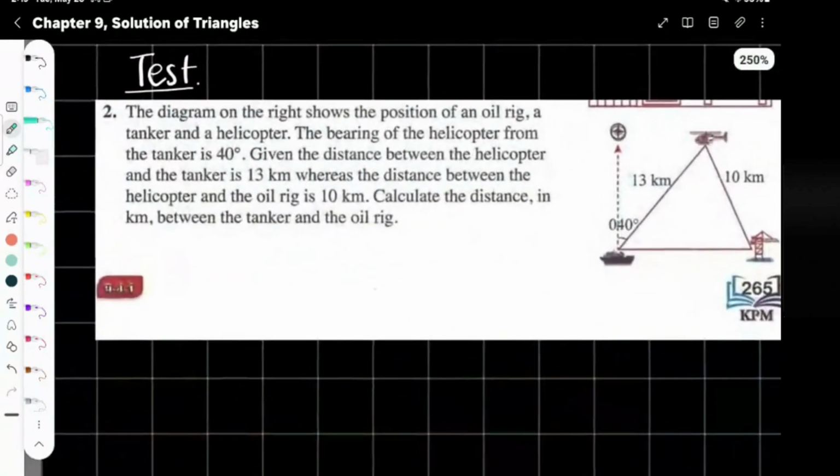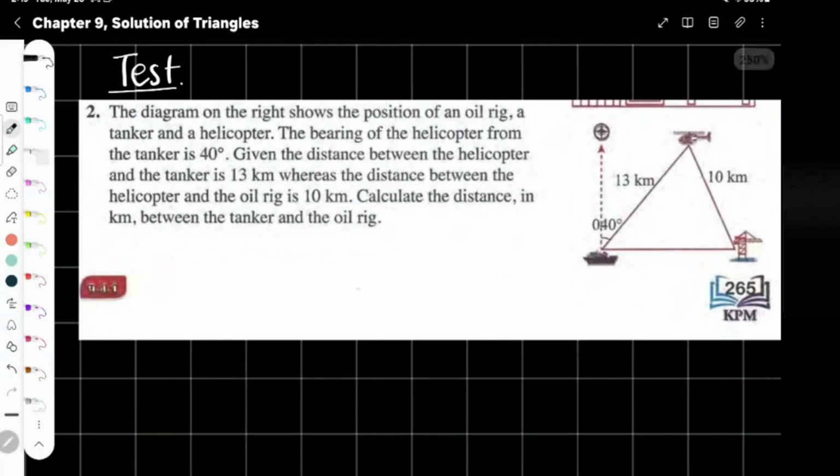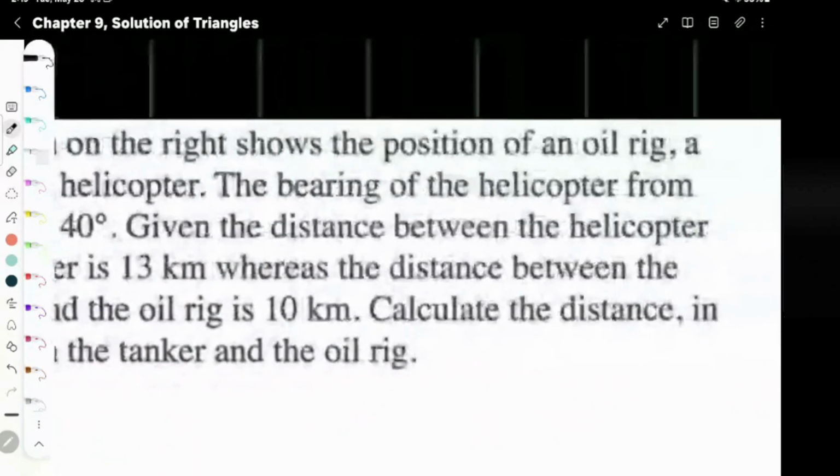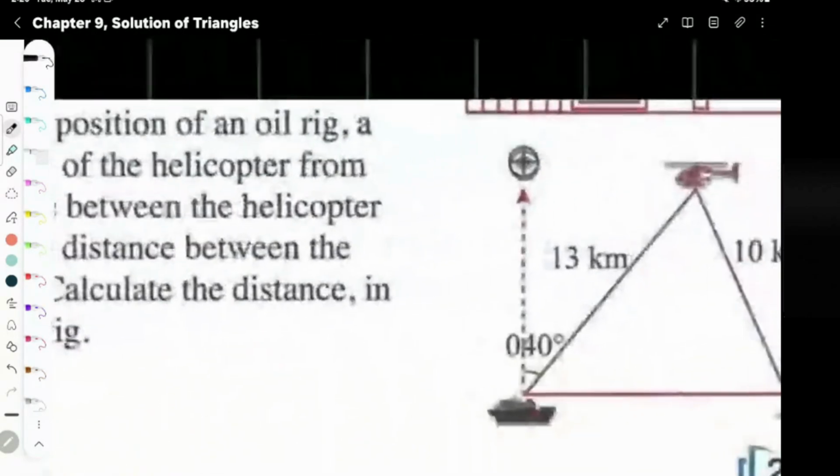So the diagram on the right shows the position of an oil rig, a tanker, and a helicopter. Okay, this is a tanker, a big ship. This is the helicopter. This one is an oil rig. And then the bearing of the helicopter from the tanker is 40 degree.